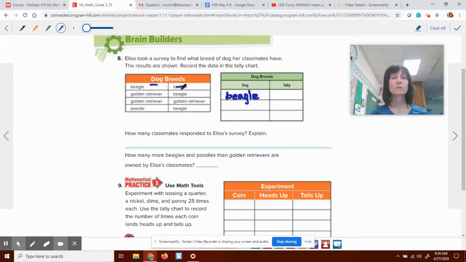1, 2, 3, 4. So they are asking for tally marks, not for a frequency. I need to make sure I give the information they're asking for, tally marks. Down below it says how many classmates responded. You need to count the total number of tally marks that you're going to have, or how many squares there are over here.